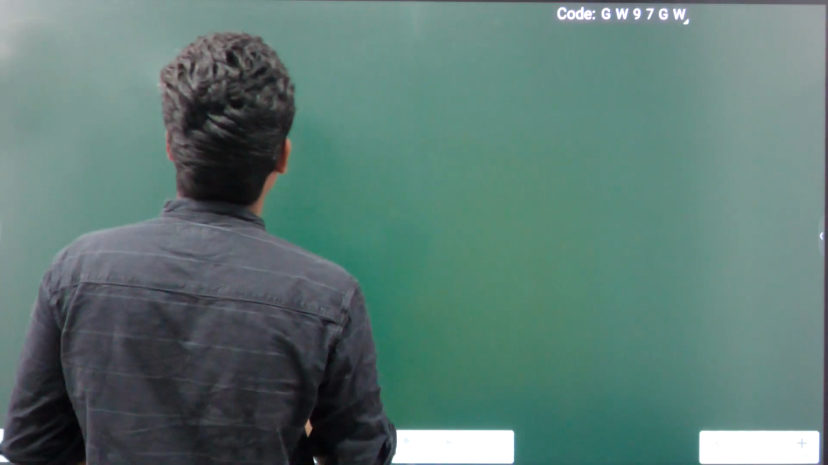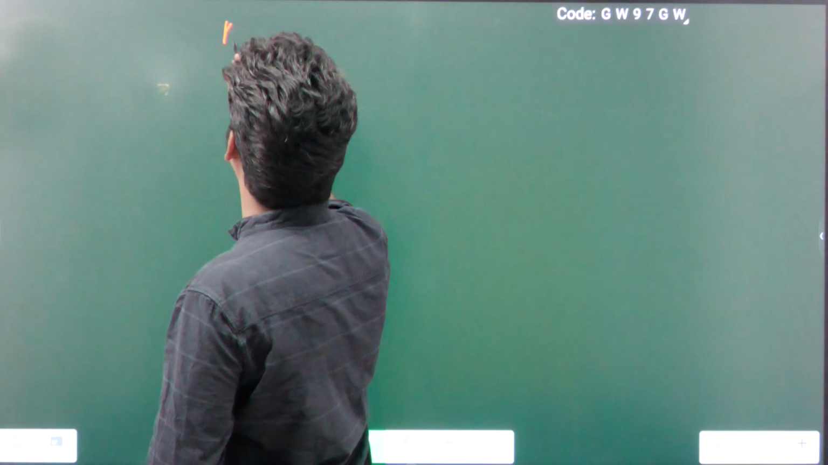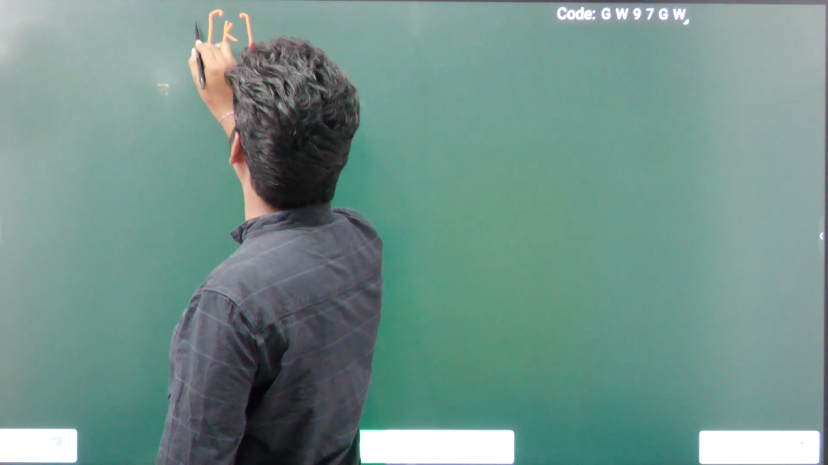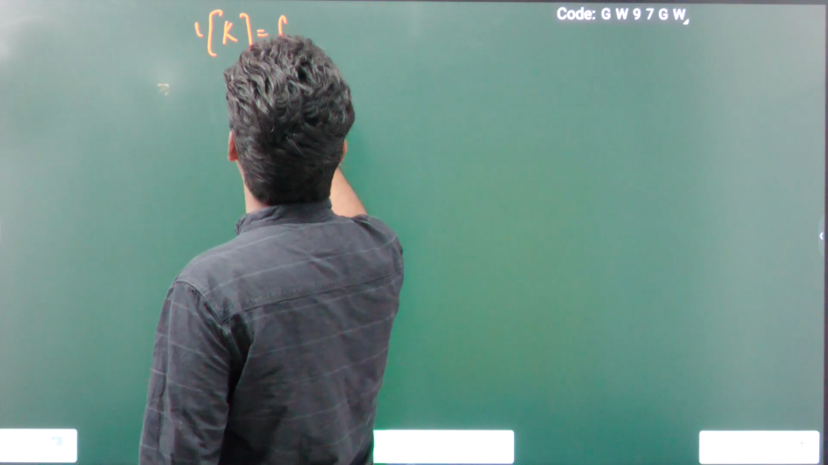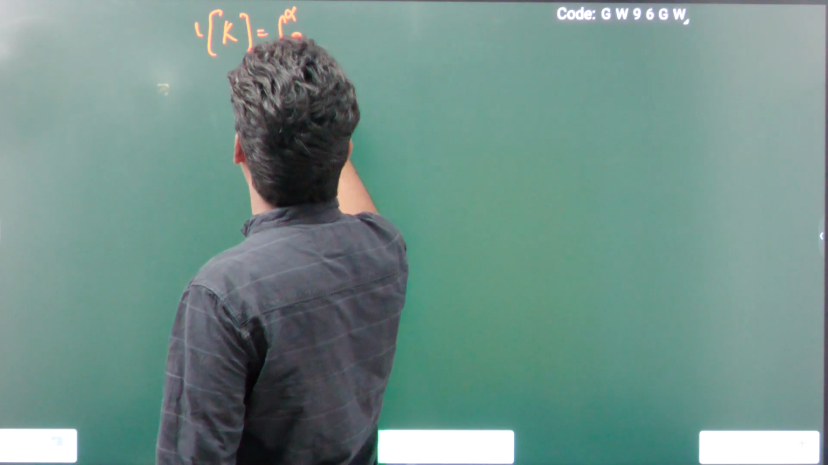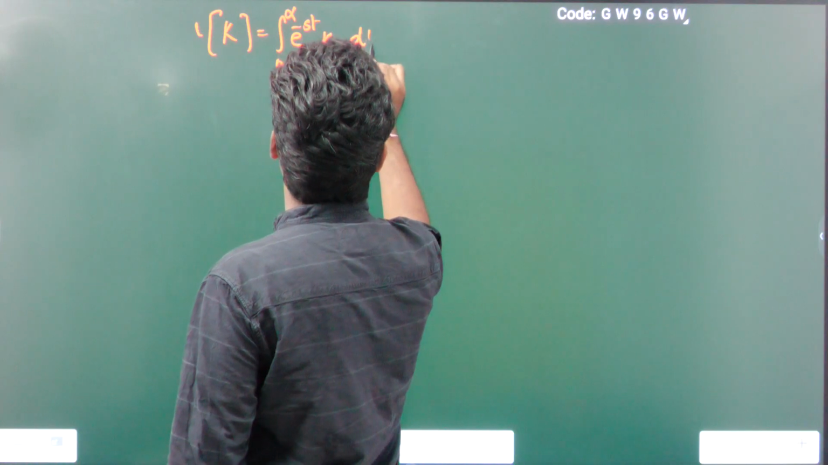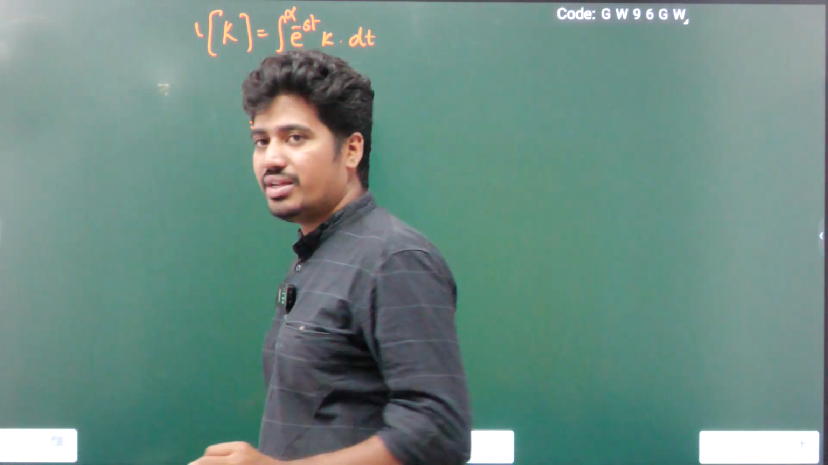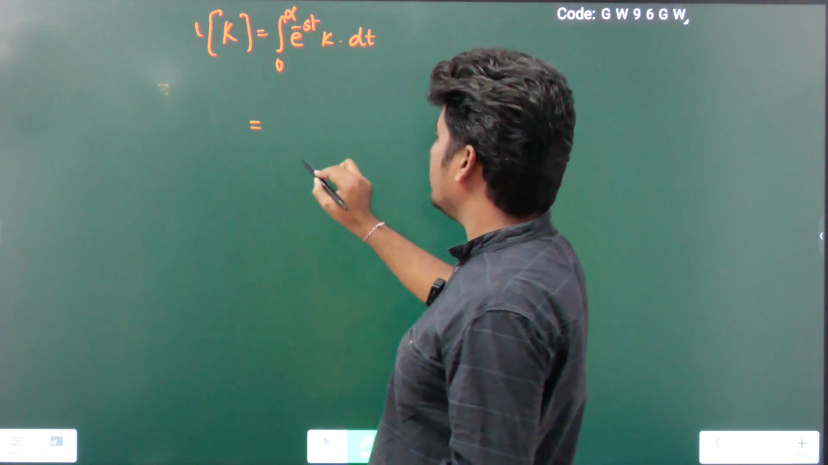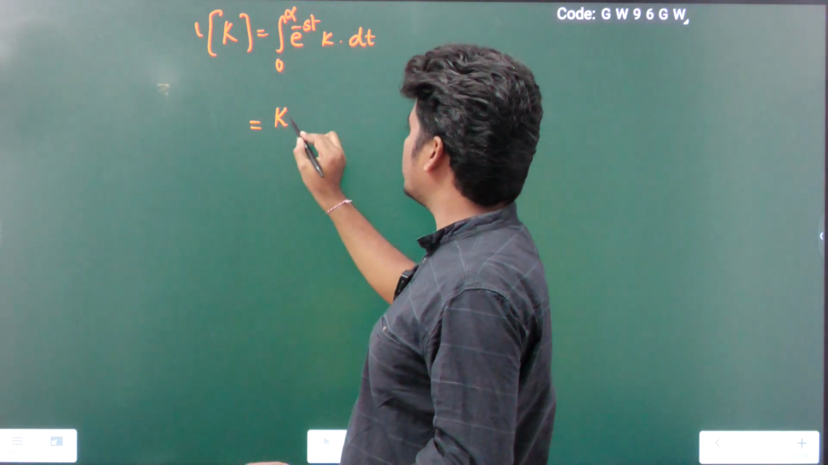One more standard formula: suppose k is a constant. The Laplace transformation of any constant is the integral from 0 to infinity of e power minus st into k dt. Whenever you integrate, the variable of integration here is t, so k is taken as a constant.